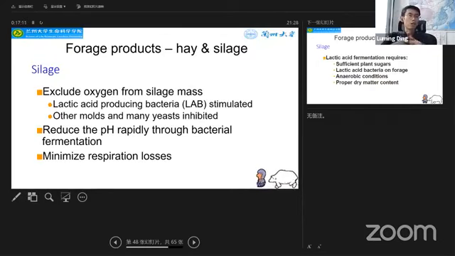And the silage. During silage production, it needs to exclude oxygen from the silage mass, so lactic acid producing bacteria can be stimulated, and other molds or yeasts can be inhibited. The pH will be reduced rapidly through bacterial growth and fermentation, and respiration losses are minimized.